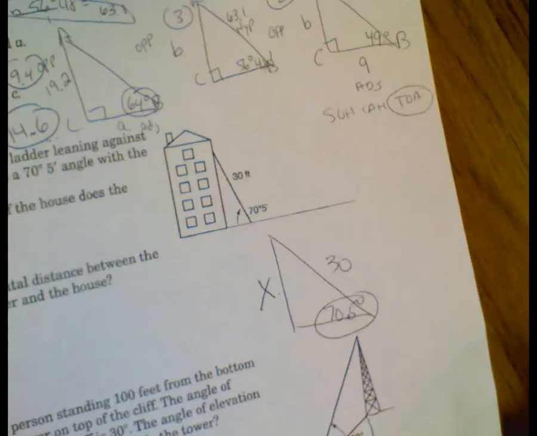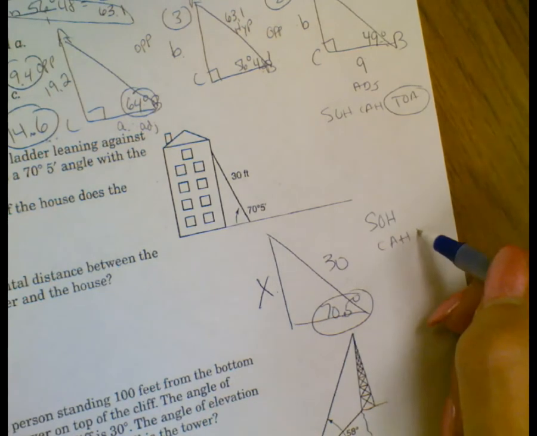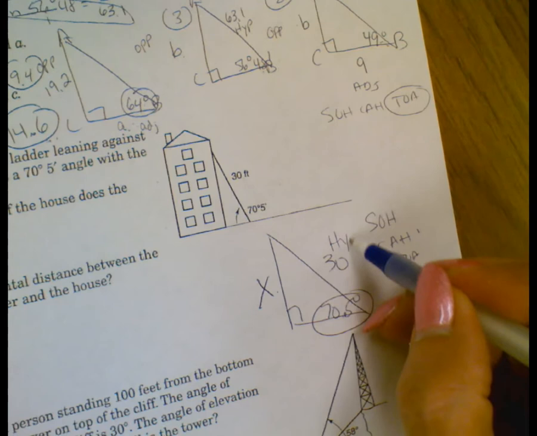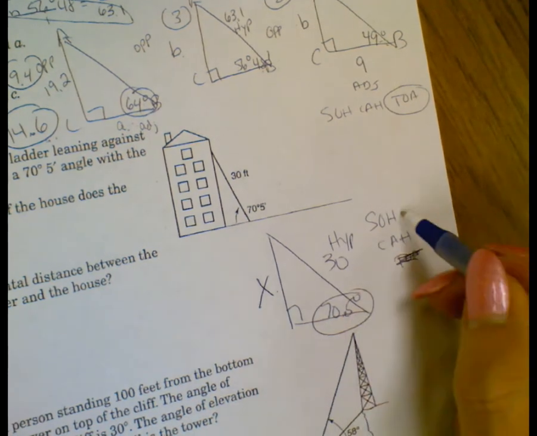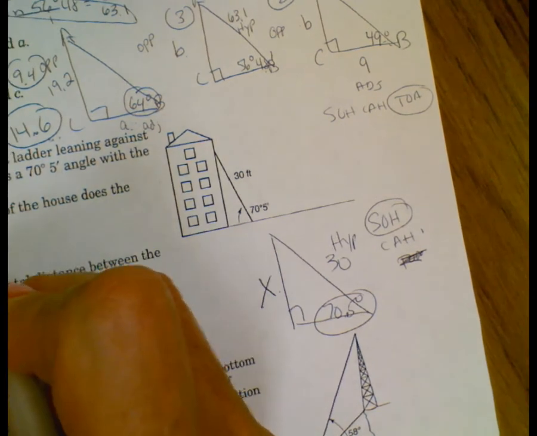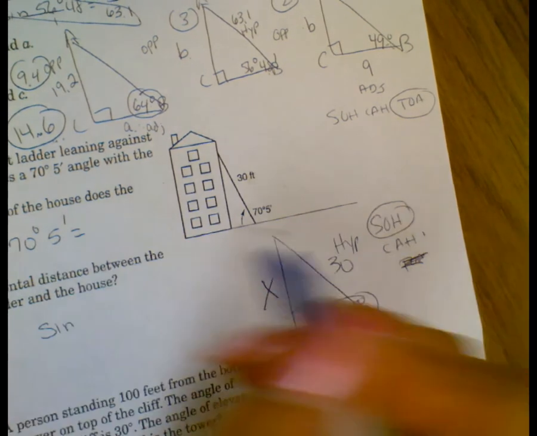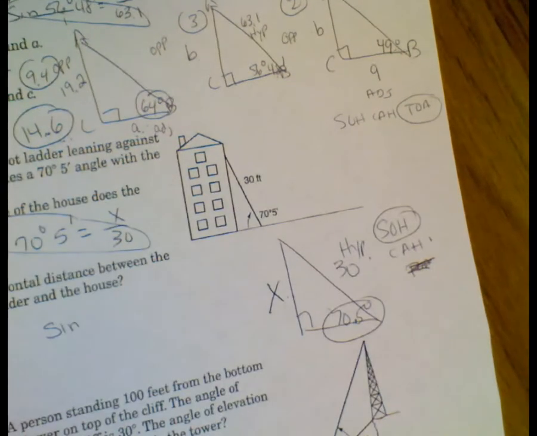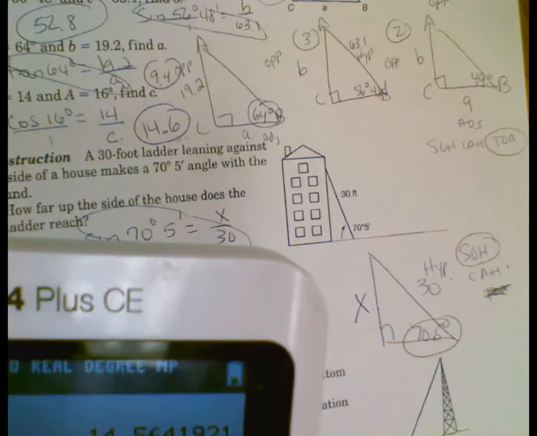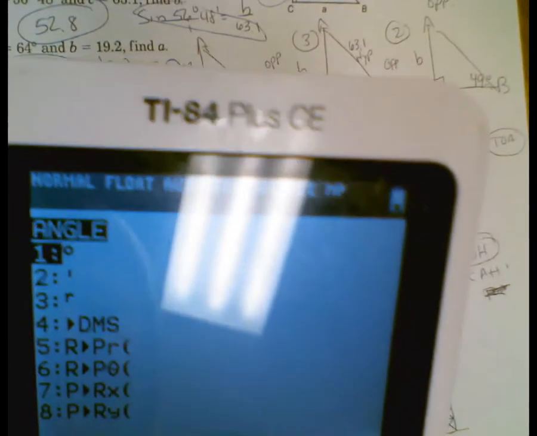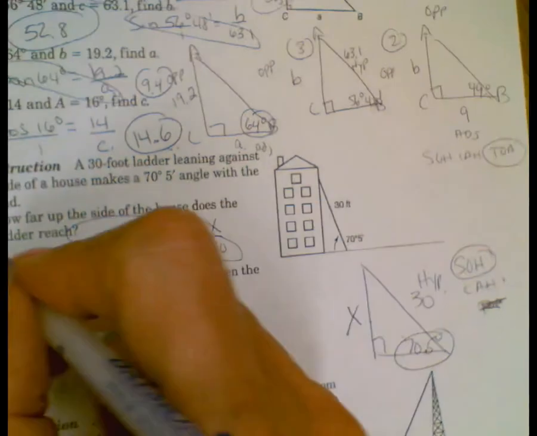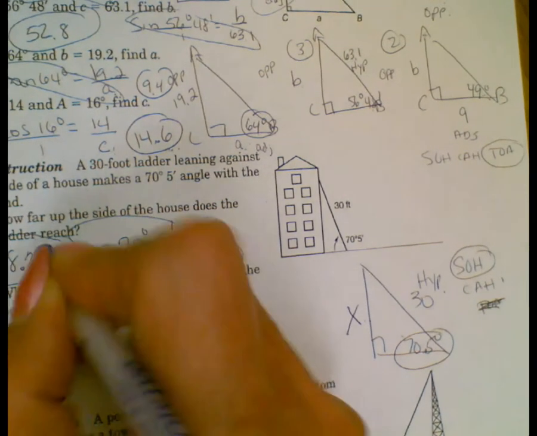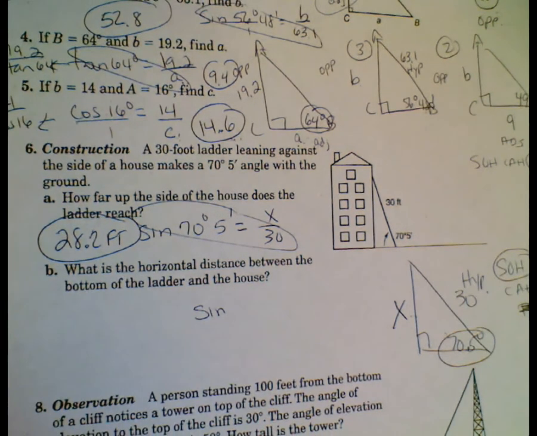So which one are we using, SOHCAHTOA? What do you know? 30 is the hypotenuse, so it's definitely not tangent. And x is the opposite, so we're using sine. Sine of 70 degrees 5 minutes is equal to x, which is the opposite, over 30. Since the x is on top, you just cross multiply, and you get 30 times sine of 70 degrees 5 minutes, which is 28.2. So the ladder reaches about 28.2 feet up the house into Juliet's room.